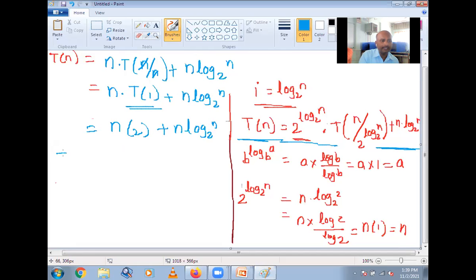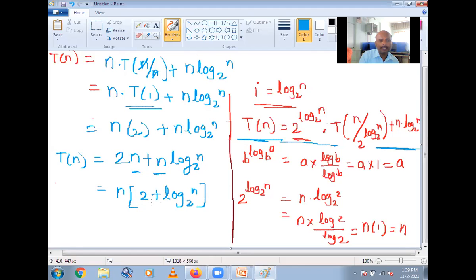So we will get the time complexity of the given problem as 2n plus n log 2 raised to n, or taking n common, n into 2 plus log 2 raised to n. This is the time complexity of the given problem. See the screen carefully.